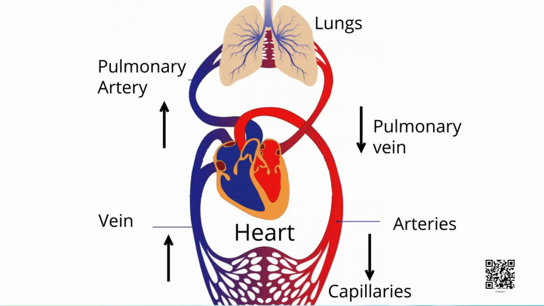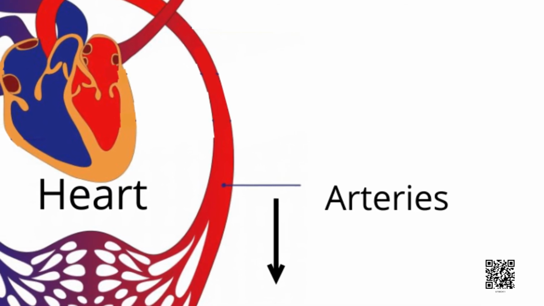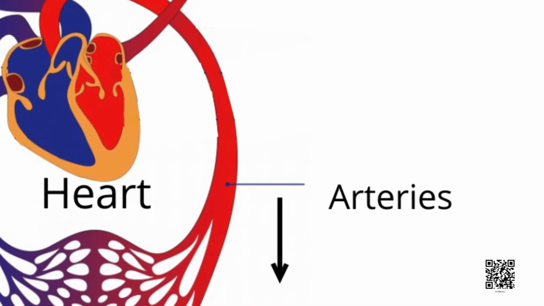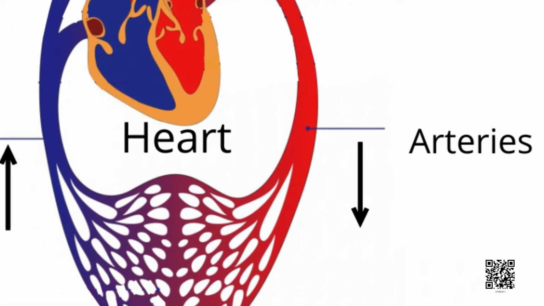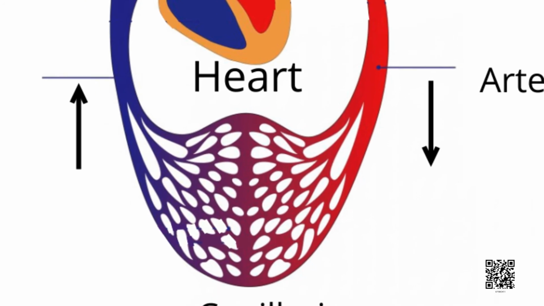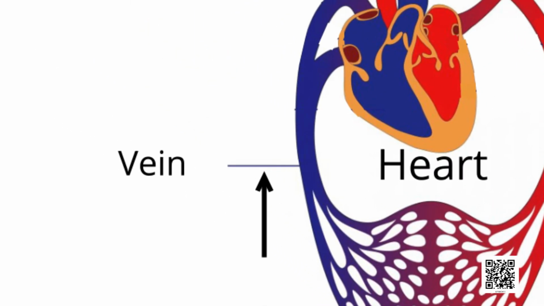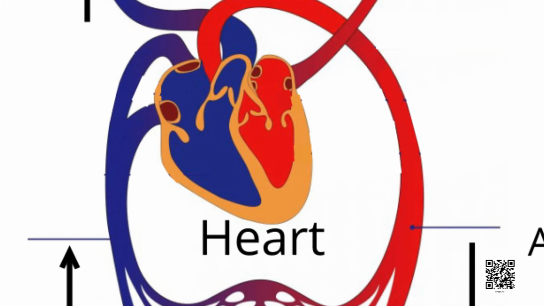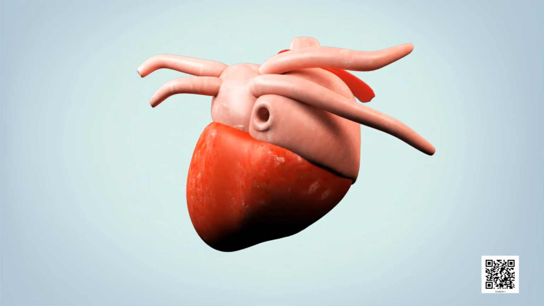Dear students, here you can see in this figure that arteries divide into smaller vessels. On reaching the tissues, arteries divide further into extremely thin tubes called capillaries. These capillaries join up to form veins which empty into the heart. Now, let us have a look at our heart.